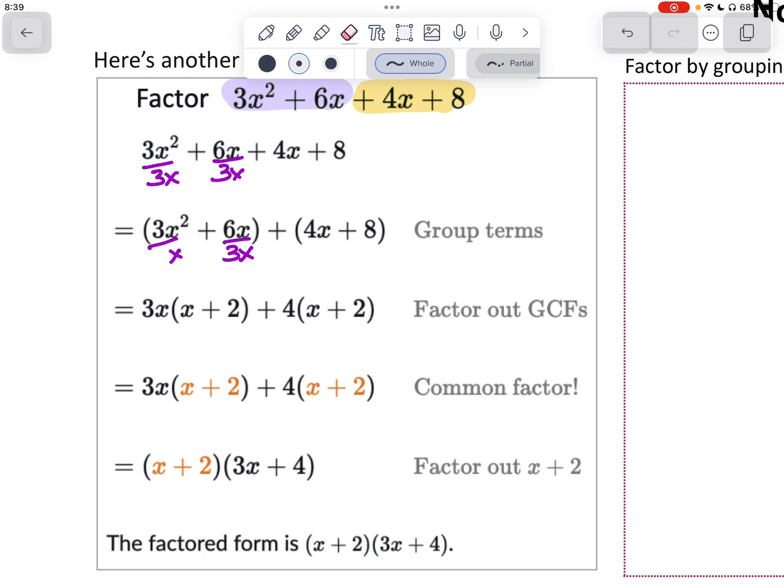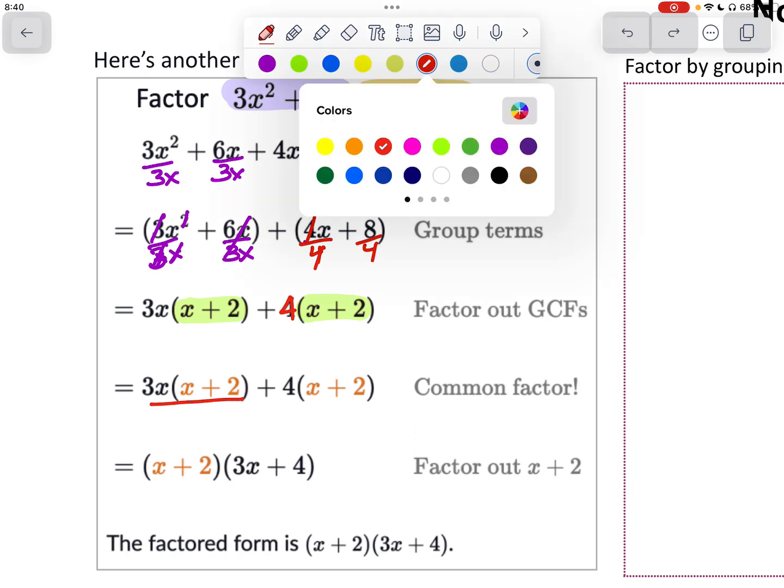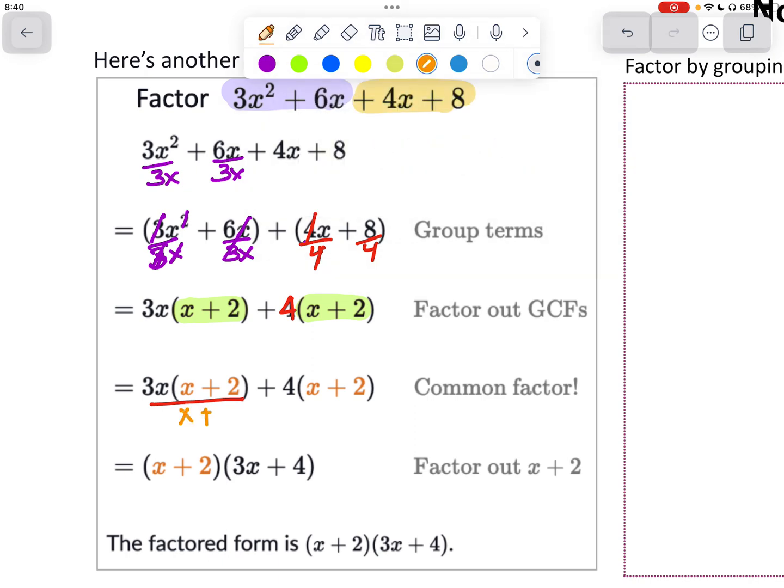So here we have x, and then here we divide those out and get 2. Here we factor out a common factor of 4. So here's the 4 that we're factoring out, and then that leaves us with x plus 2. Then you'll notice you have a common factor of x plus 2. So you factor out that x plus 2. Let's do that. Factor out that x plus 2.